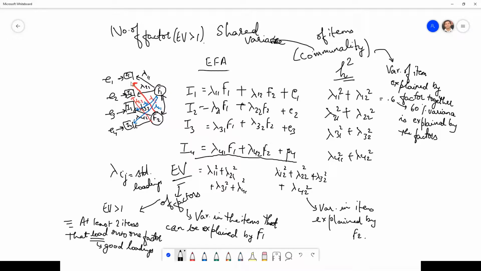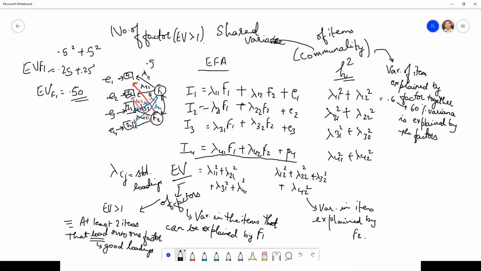If you have I1 and I2, and the loading of this is 0.5 and the loading of this is 0.5, what will be the eigenvalue of factor 1? It will be 0.5 square plus 0.5 square, which is 0.25 plus 0.25. So the eigenvalue for factor 1 is actually going to be 0.50, not greater than 1.